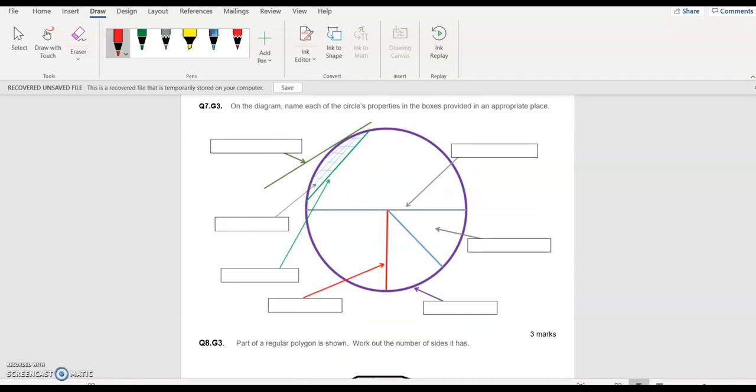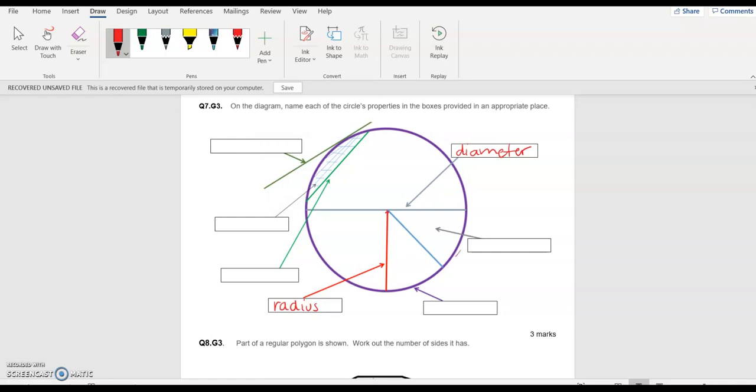On the diagram, name each of the circle's properties in the boxes provided in an appropriate place. So we're going to have to add the names of the parts of the circle. So we've got this red line going through from the center to the circumference. So we call that the radius. Then we have this line in gray, which is the diameter. If you ever get confused between the two, the diameter is the longer word and the diameter is longer than the radius as well. So it has a greater length than the radius.